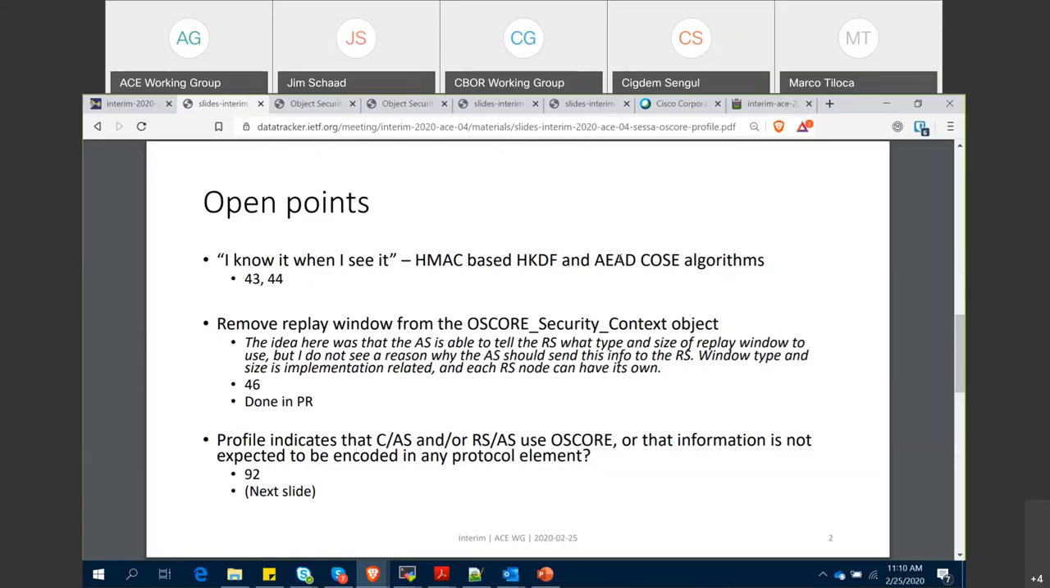So this is, yes: does the profile indicate that the client AS and or resource server AS use OSCORE, or is that information not expected to be encoded in any protocol element? This is a question that Ben had in the review, because in the OSCORE profile, we specify that OSCORE is used between client and resource server. That's the whole point of the profile, to set up OSCORE between client and resource server. And we say that client AS and RS AS optionally can be OSCORE, but it can be anything else too. So if you could go to the next slide.